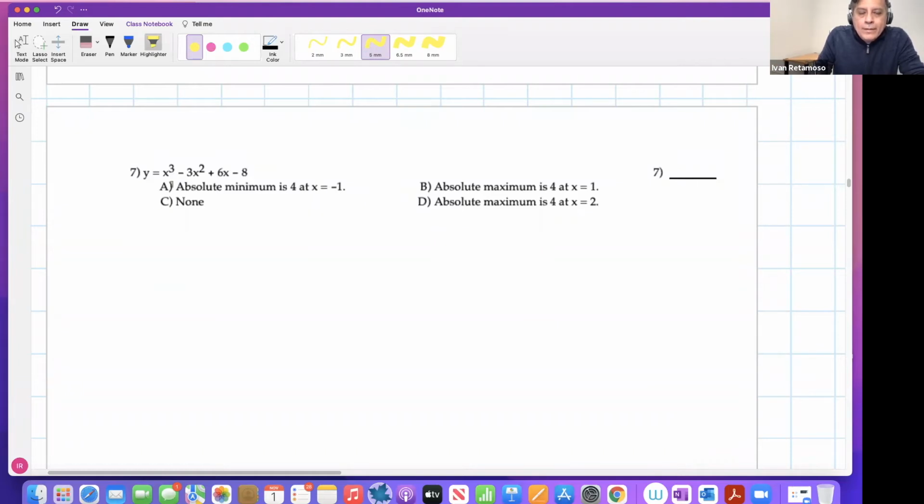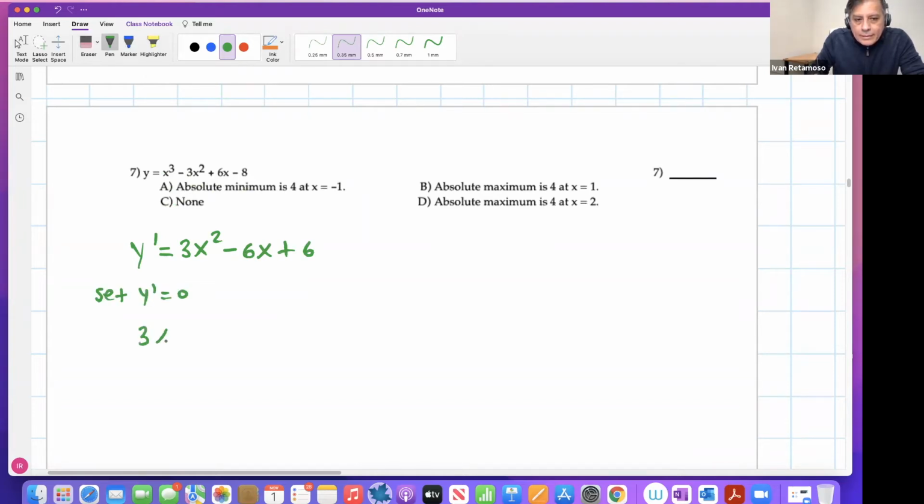Suppose they ask you to figure out the local maximum and local minimum for the function x cubed minus 3x squared plus x minus 8. You follow the method that I gave you, which is to take the derivative first. The derivative is 3x squared minus 6x plus 6. Then you set the derivative equal to 0: 3x squared minus 6x plus 6 equals 0.